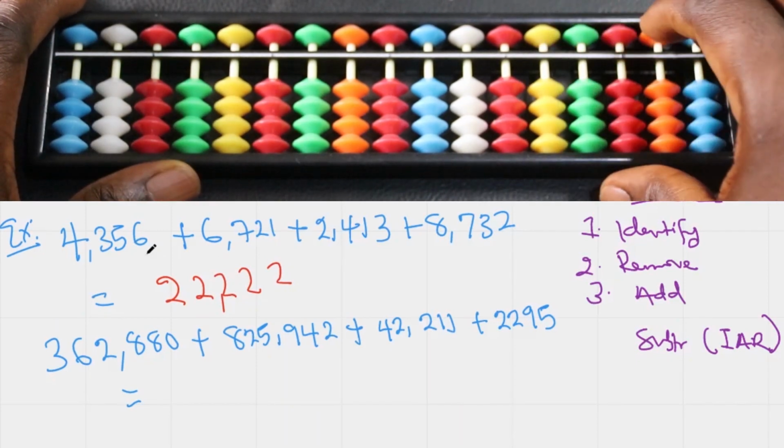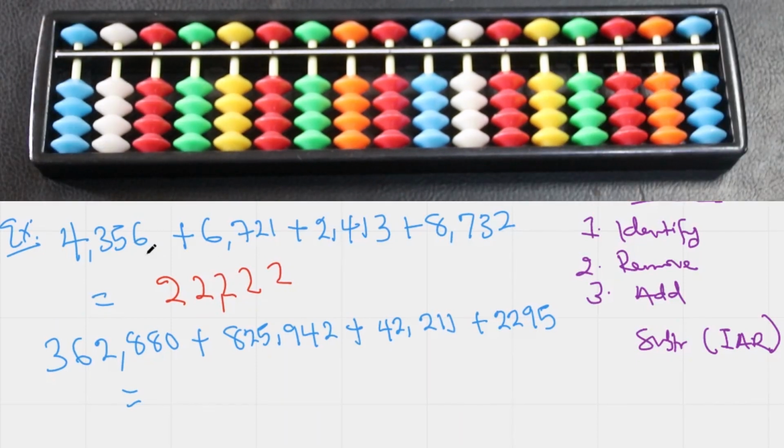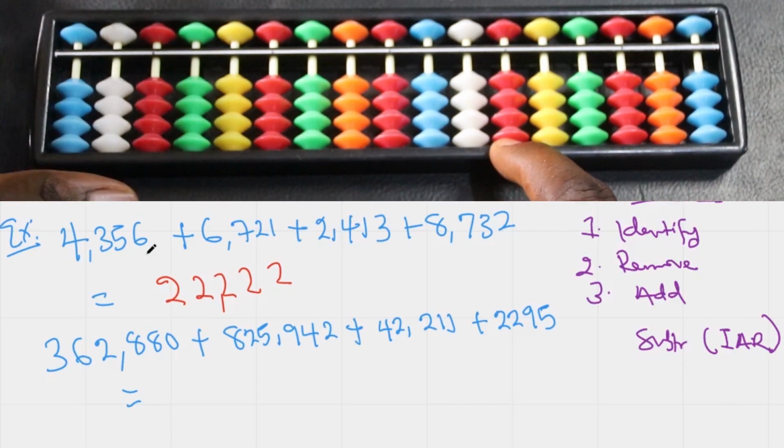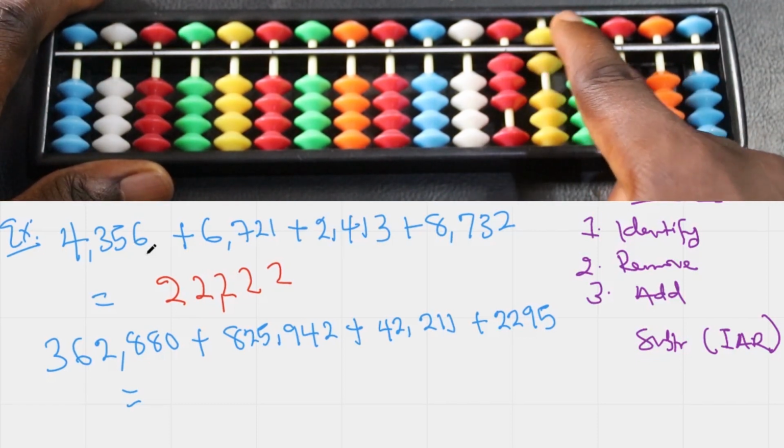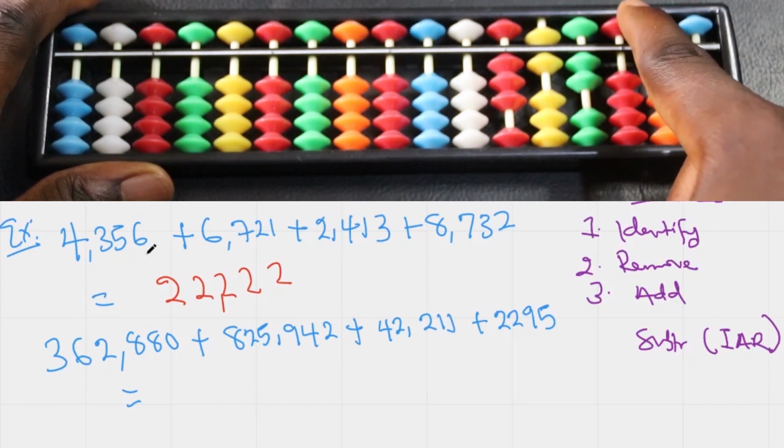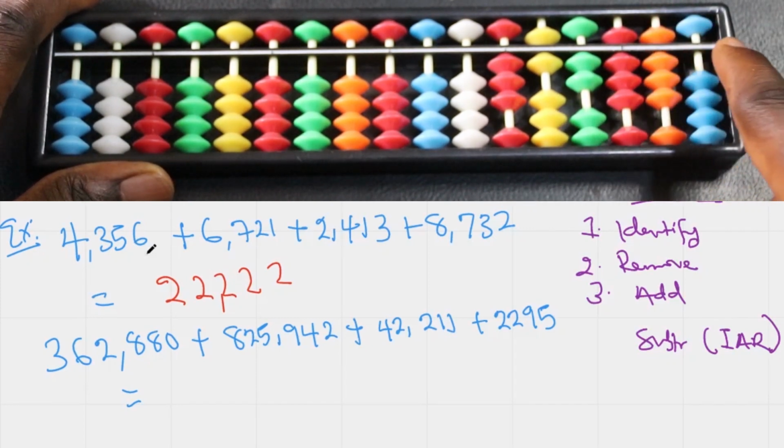Again, reset your abacus. 362880 plus 825942 plus 42211 plus 2295. This is a 6-digit row. The first one is 6 digits, so I'm going to work with 1, 2, 3, 4, 5, 6. I'm starting from here. Okay, so I'll place 3 here, I'll place 6 here, I'll place 2 here, I'll place 8 here, I'll place 8 here, I'll place 0 here.